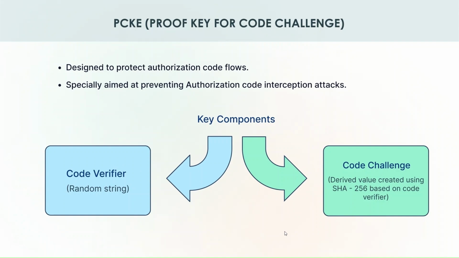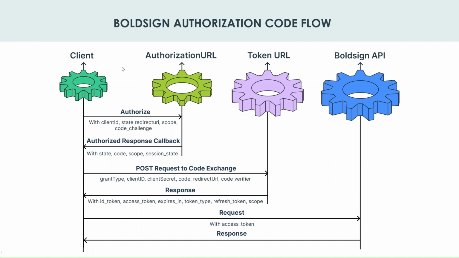Let me demonstrate how the authorization code flow works. When users log in, they are redirected to the authorization URL with parameters like client ID, state, scope, redirect URI, and code challenge. The BoldSign login page appears first, where you log in. After logging in, the consent page is displayed to review and grant permissions. Then you are redirected back to the provided redirect URI with the authorization code, scope, and state.